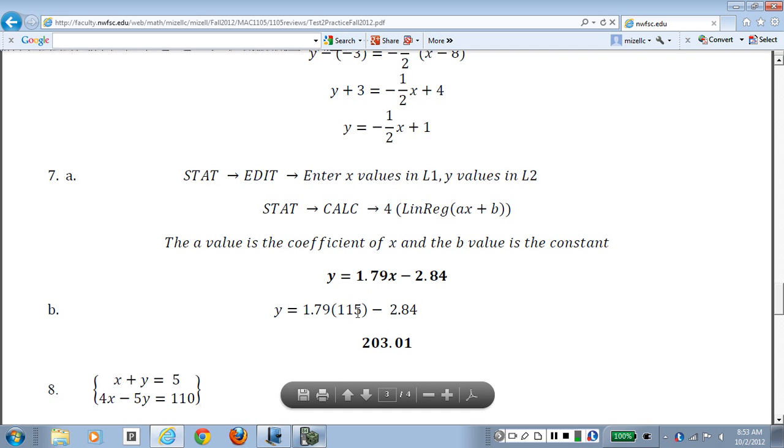Now, if x equals 115, can you find the y value that goes with that? Yeah, you can predict it just by substituting 115 for x, multiplying by 1.79, subtracting 2.84, and sure enough, 203.01. If I punch the buttons correctly on the calculator, hopefully that's the right value that goes with that.